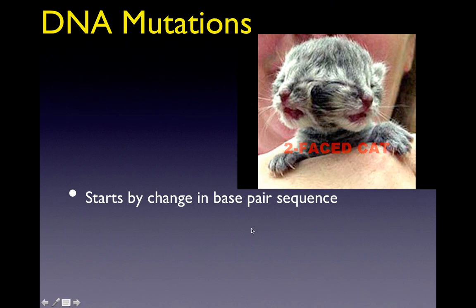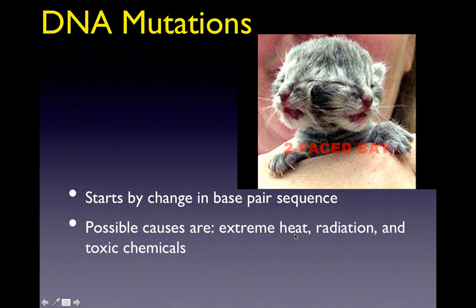Okay, it starts by changing the base pair sequence. Once these base pair sequences change, the actual coding for the genes is going to change, and there are causes for this. There's extreme heat, there's radiation, and toxic chemicals. So that's why people are always telling you to not stand by the microwave when you're pregnant, or to make sure you're not out in the sun for too long on a really hot day, things like that.